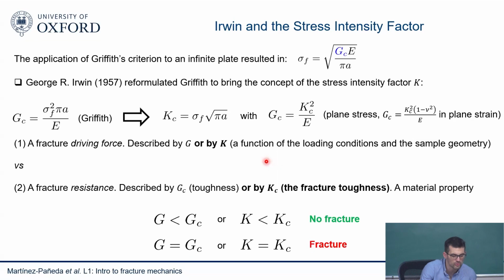And some books use different notation, so I don't know what you saw in your fracture mechanics courses, but I'm going to follow the approach by Ashby's books, where he calls toughness GC and fracture toughness Kc. But at the end of the day, it's the same thing, right? We have a driving force and something that is a resistance to fracture. And whenever one value is equal or larger than this material property, then fracture will happen.